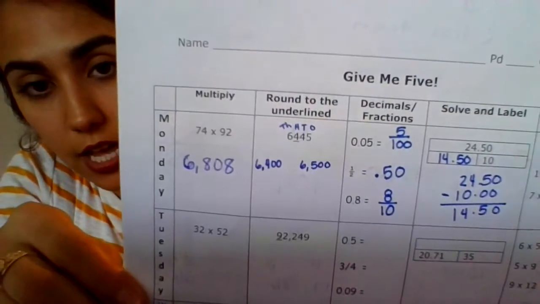Okay, so I'm going to write 6,808 on Mondays. And remember, if your answer includes a decimal or a comma, be sure to input that on the Google Forms. The next column is round to the underline.